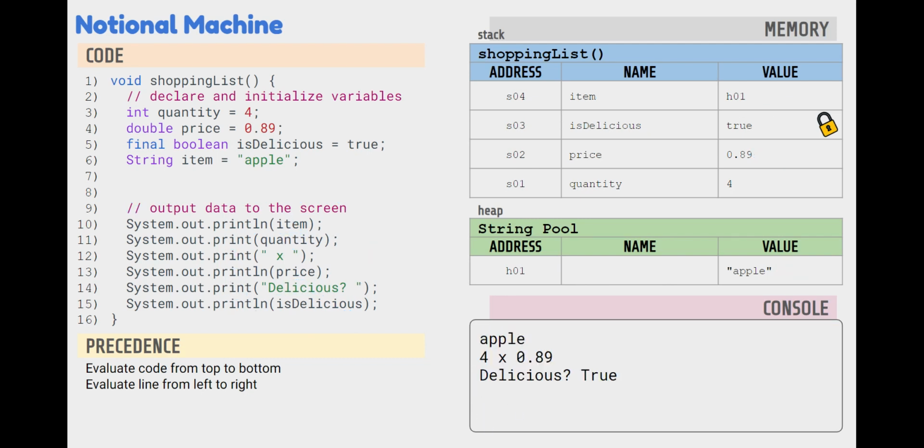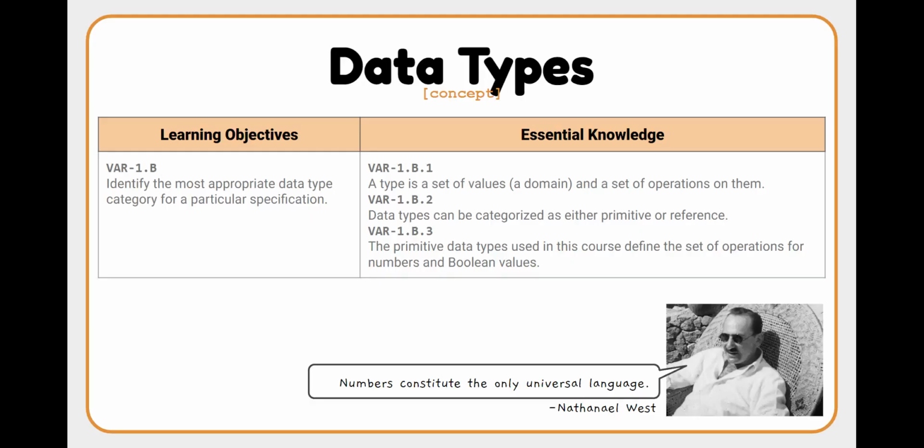Make sure you look that code over and you're comfortable with all of it before moving on to the next topic. The next topic is data types. You will see our learning objective: identify the most appropriate data type category for a particular specification.